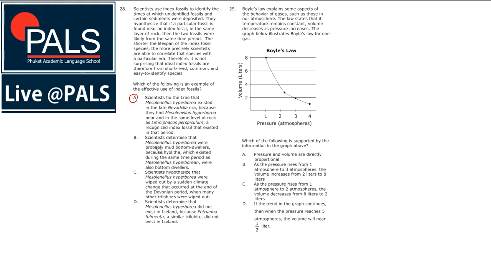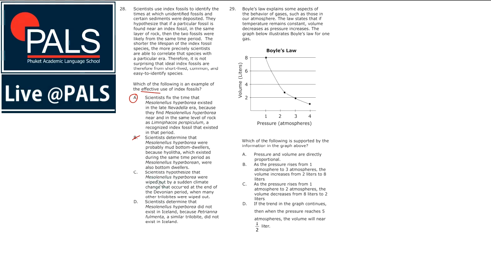Scientists determine that Mesolenellus hyperborea were probably mud bottom dwellers because it existed during the same time period as bottom dwellers. That one doesn't really make sense to me, but let's see. And again, this is more about time period and age, not really about their ecology and niche. So probably not B. Effective use of index fossil is about finding the age, not about finding what the organism did, how it lived. We use other things for that, like anatomy.